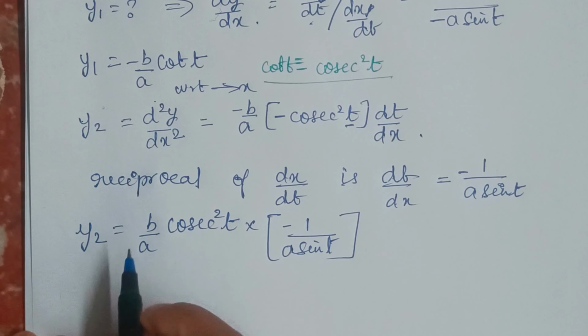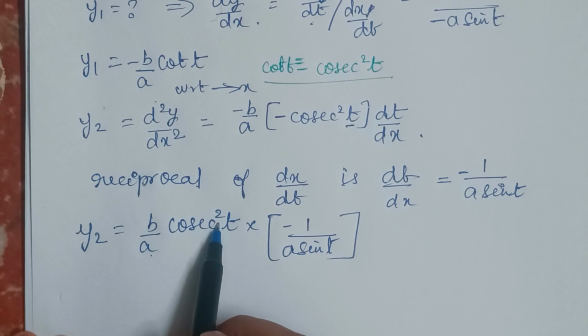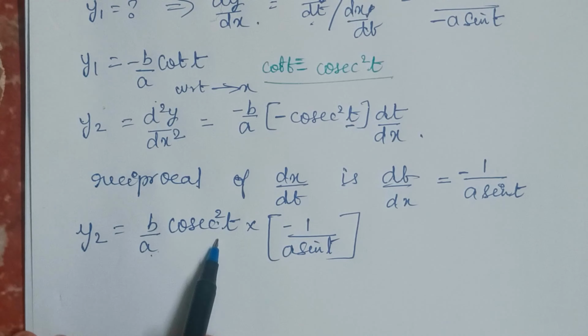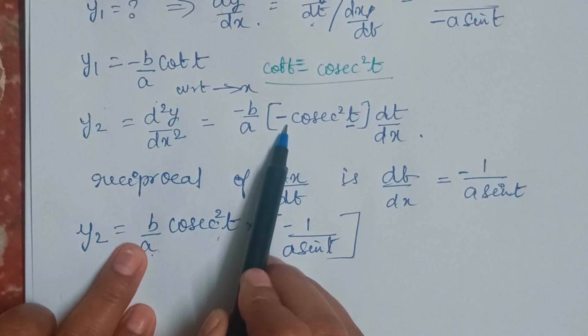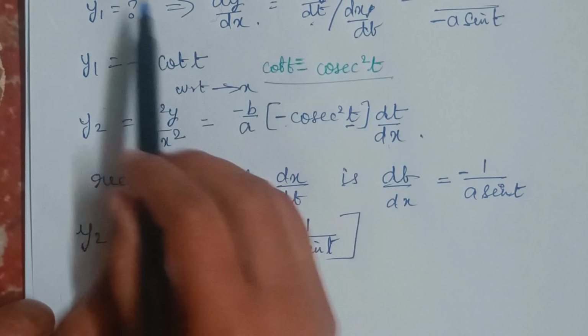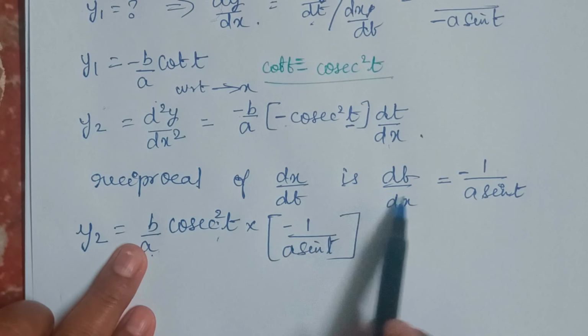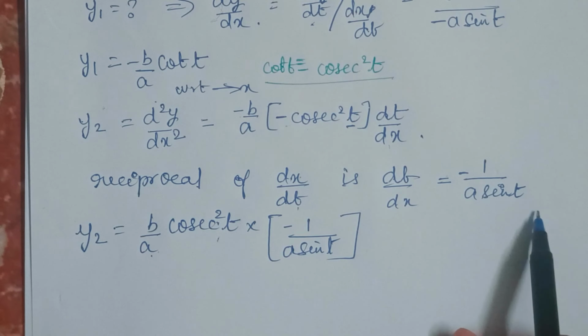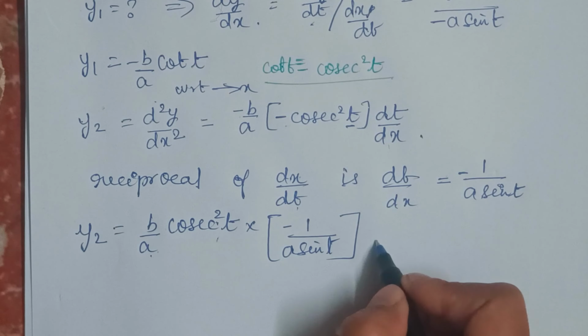Now this is what, b by a is a constant. Differentiation of cot t is nothing but minus cosecant square t. So here and here there is minus, so it becomes plus, and dt by dx is nothing but reciprocal of dx by dt, which can be written as minus 1 by a sine t. So till here it is clear.